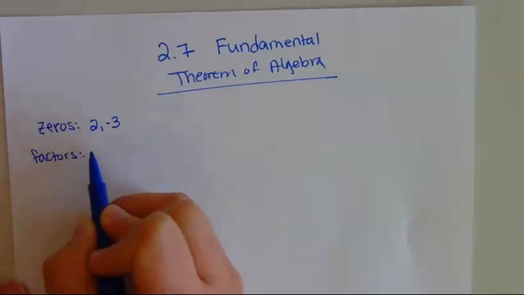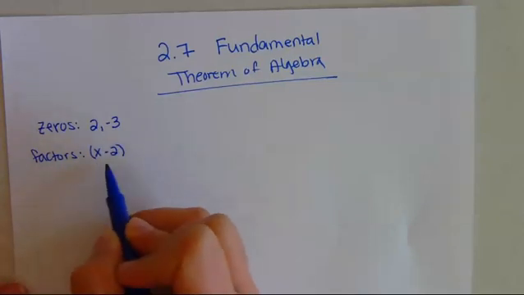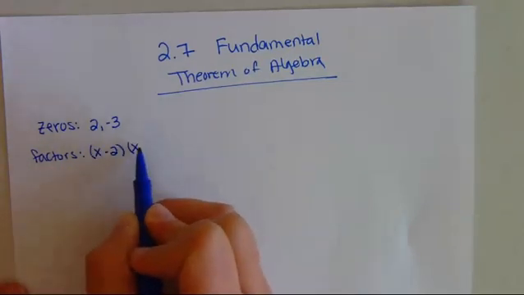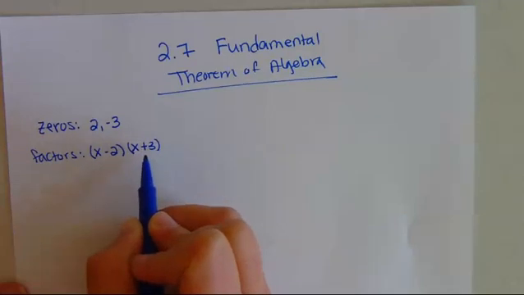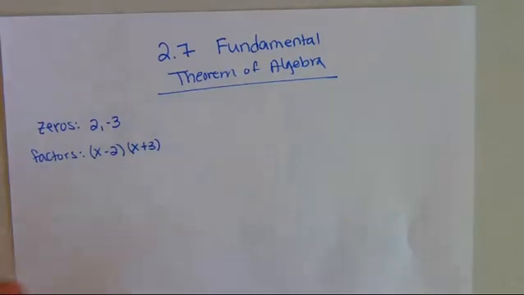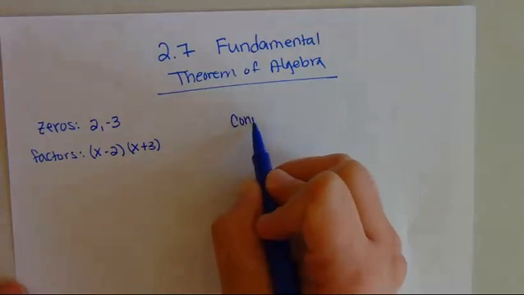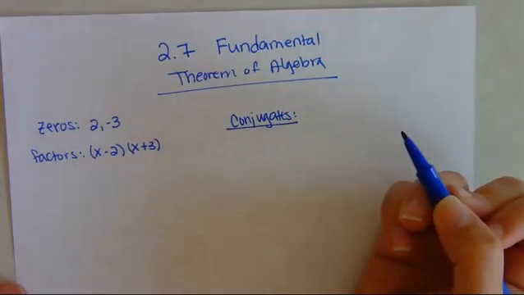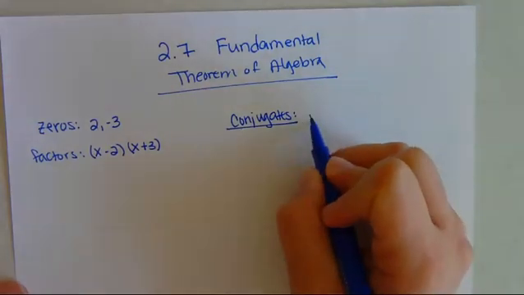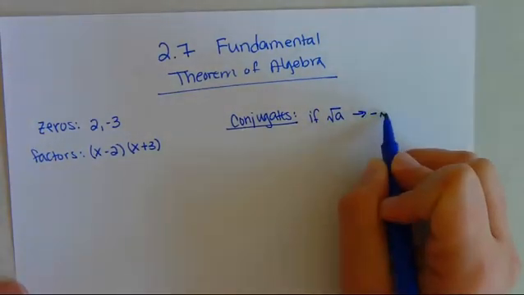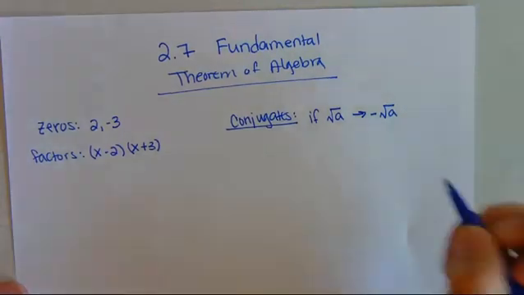Okay, so 2 would turn into an x minus 2 because that's the factor that would give me a solution of 2. And -3 would turn into x plus 3 because that's the factor that would give me a solution of -3. What we do have to understand is that there's something called conjugates, and we've worked with conjugates already this year. But what we're talking about in terms of conjugates is if the square root of a is an answer, then negative square root of a is also an answer.